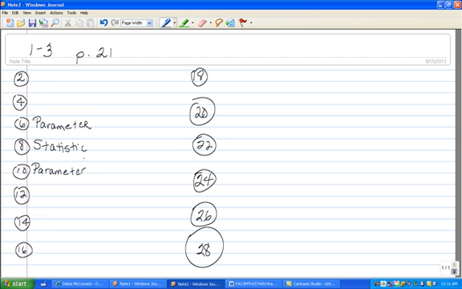Number 12, the last one of these, in a random sample of households, it was found that 47% of the sampled households had high definition TVs. So as we look at this, the key word is sampled, tells us it's coming from a sample, so it would be a statistic.